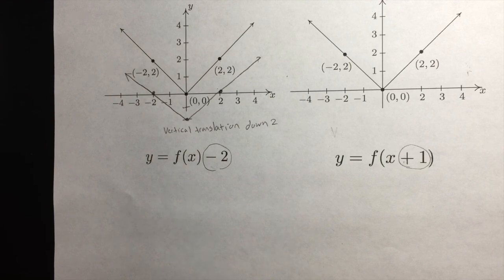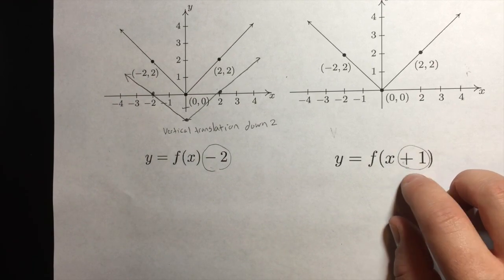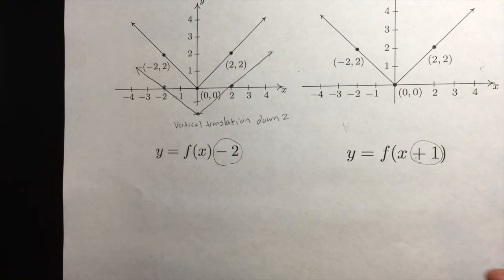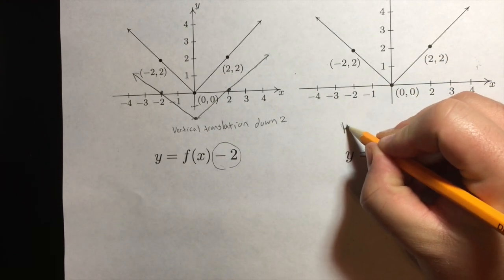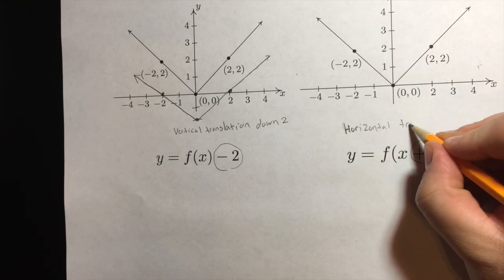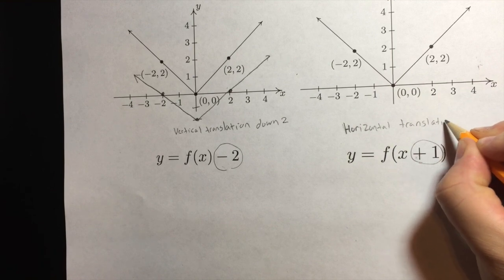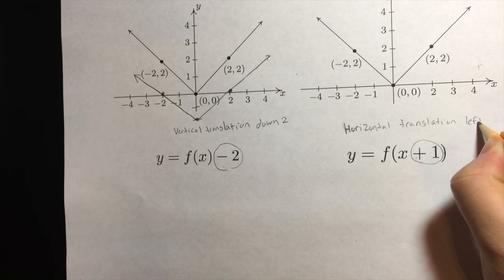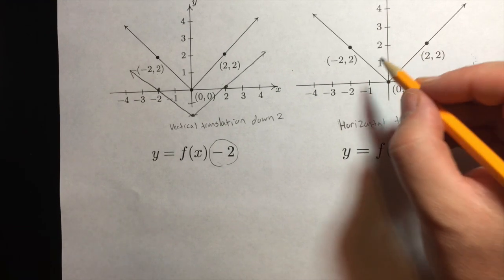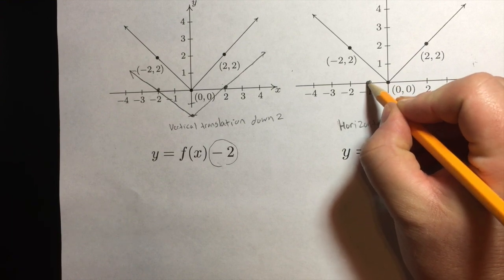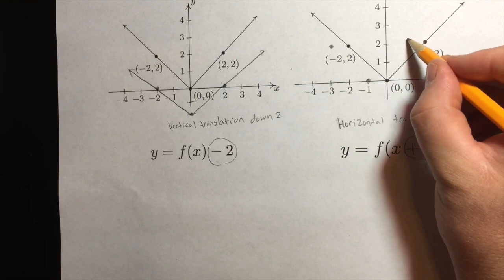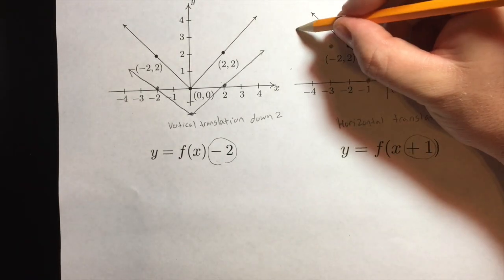All right, since this is addition, and we are doing it inside parentheses, that means we are shifting it to the left. So that is now a horizontal translation left 1. So how does that look on the graph? Well, we shifted each point to the left 1, to left 1, to the left 1, and our new graph looks like this.